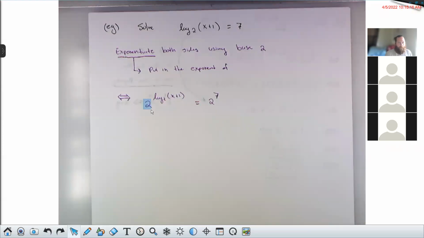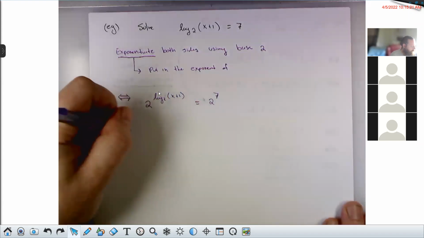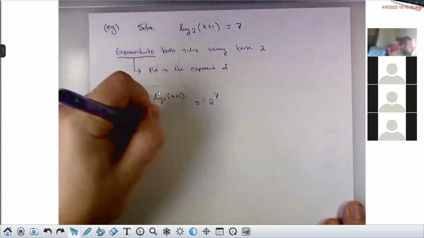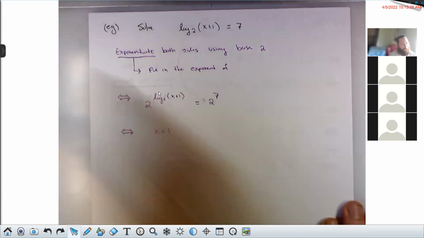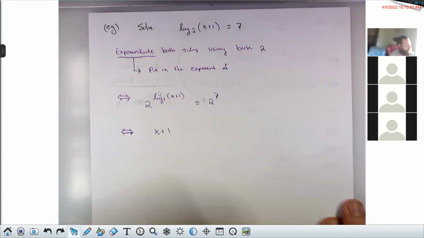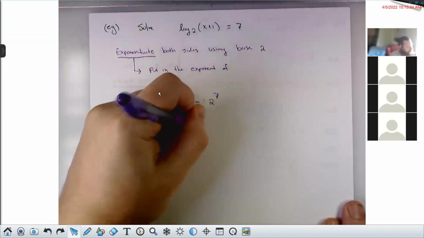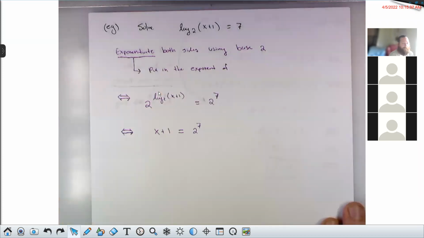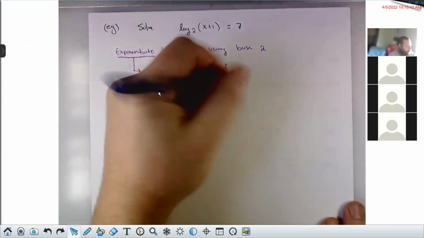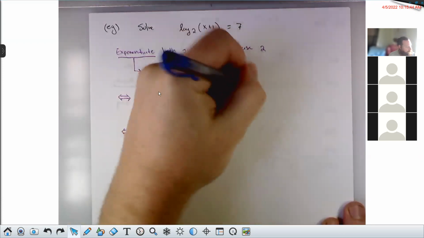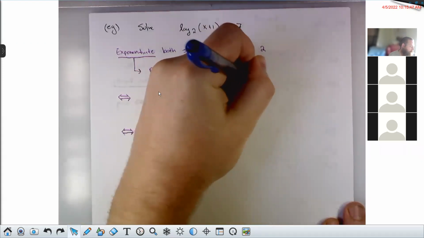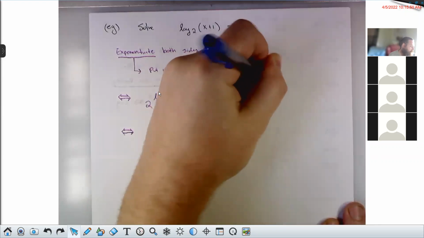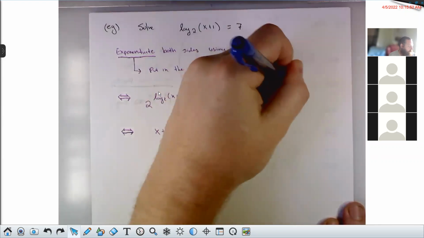Now on the left, I've got b raised to the base b log of some stuff. That will always just simplify to the stuff. So the left-hand side is just going to become x plus 1. x plus 1 equals 2 to the 7. And the property there is that b raised to the base b log of some stuff always just simplifies to the stuff.